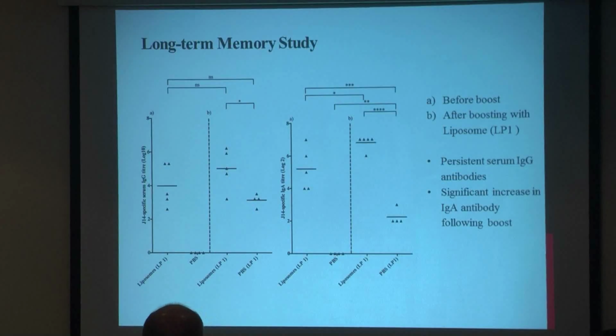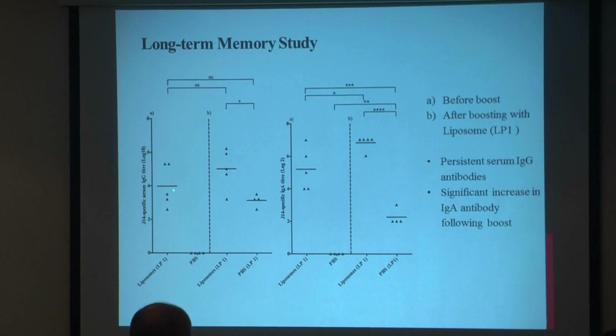We then moved on to a long-term memory study because you want a vaccine to last, to be able to produce antibodies on a long-term basis. So what we did was, after 5 months, I collected blood, and then after that, I re-stimulated mice that were already primed with liposomes LP1, and the PBS mice, with liposomes LP1 itself.